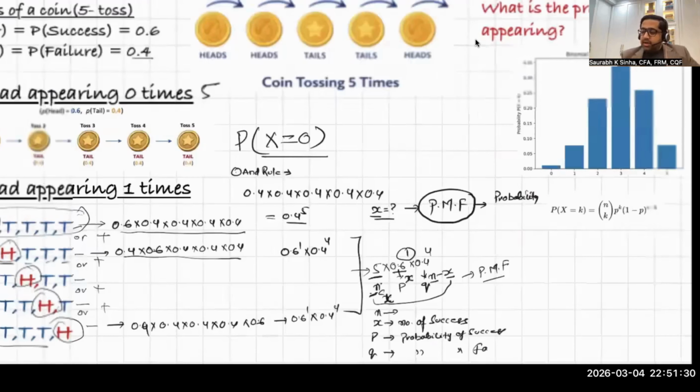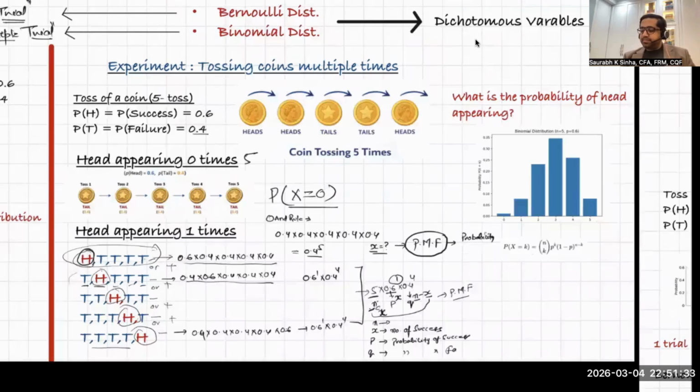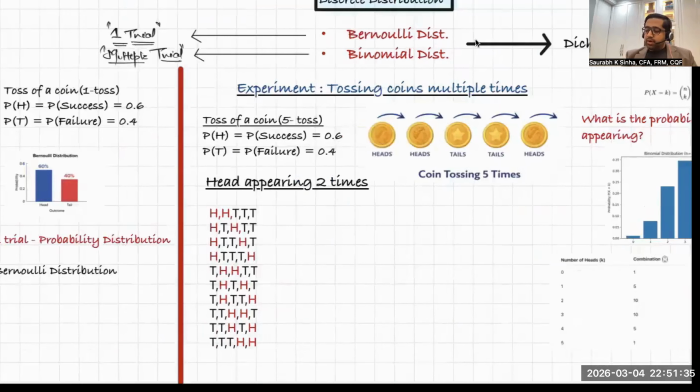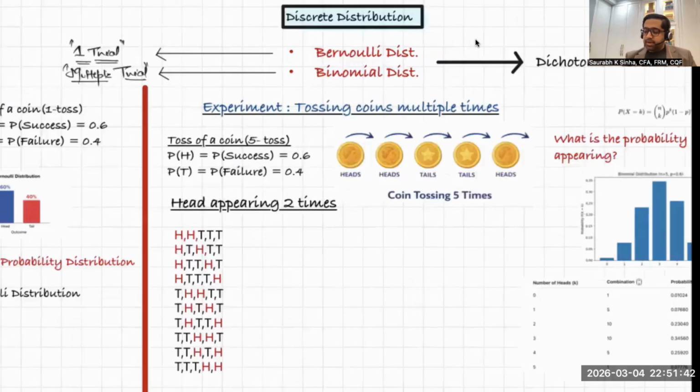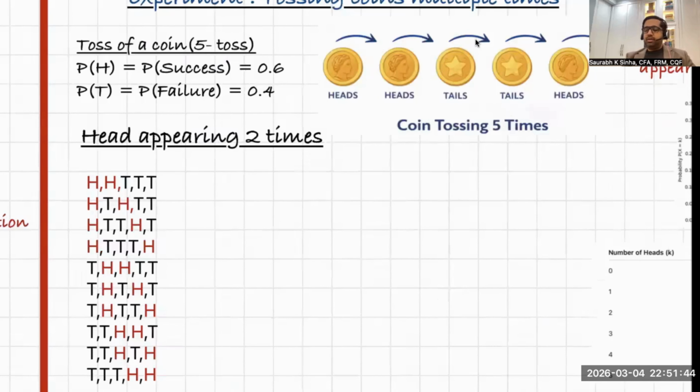Let's test it. Okay, so I'm going to test it for, say, head appearing 2 times in 5 tosses. So the experiment remains the same. I'm tossing the coin 5 times. I'm interested in head appearing 2 times.